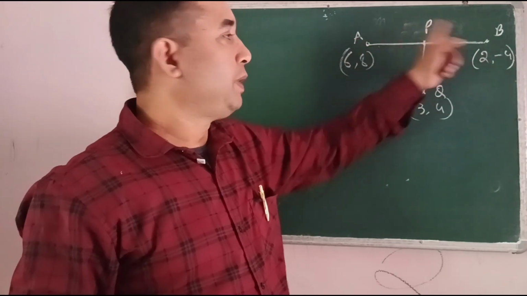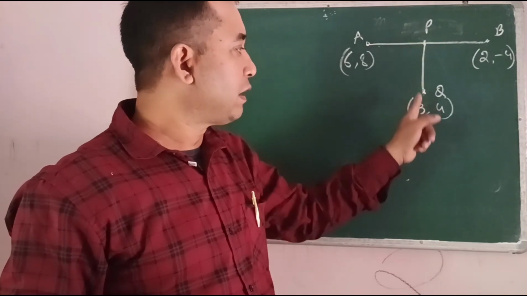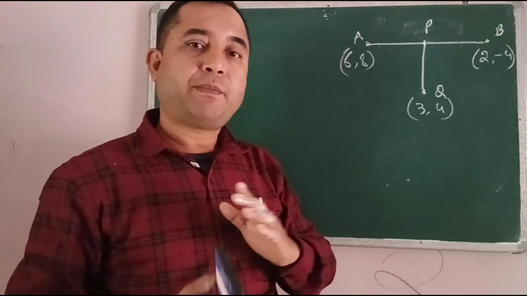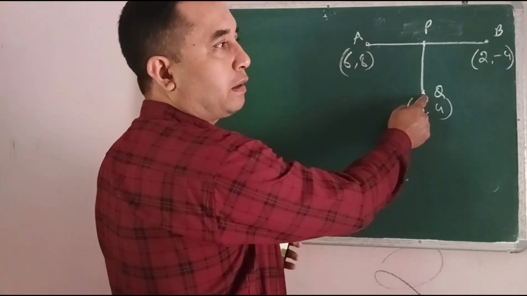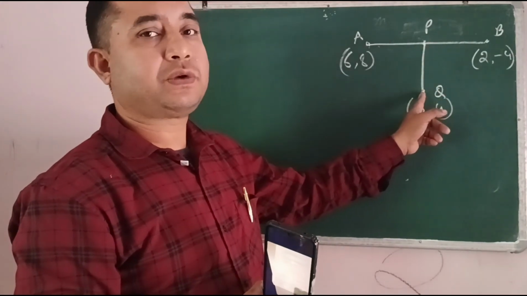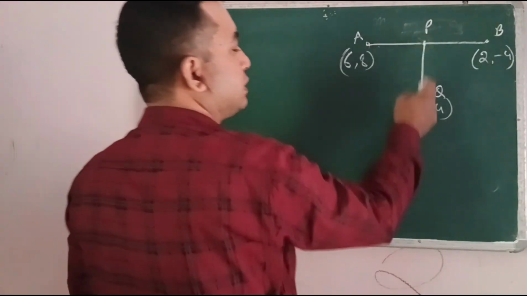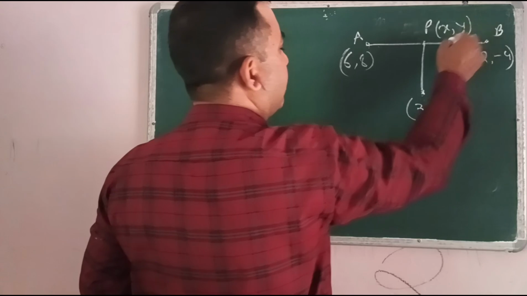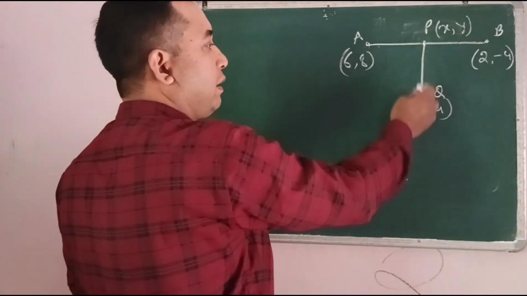From the midpoint of AB, we have to find the distance of another point (3, 4). Always remember, distance means the perpendicular distance. It is not the distance from A to Q. The distance from the midpoint means from this midpoint to Q. So before finding this distance, you have to calculate exactly what the midpoint is. Without knowing the midpoint, you cannot find the distance between P and Q.